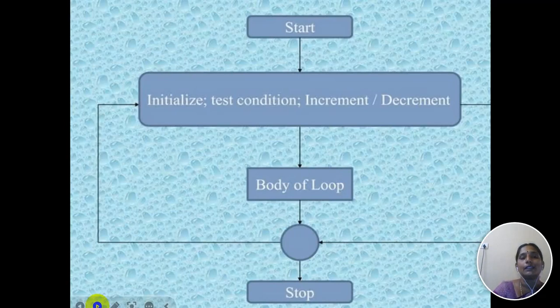Start the program, initialization, test condition, increment or decrement, then the body of the loop will be executed. If the condition is false, then control is transferred to the stop process. All the processes are stopped.